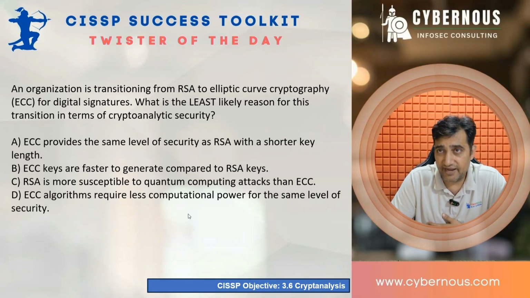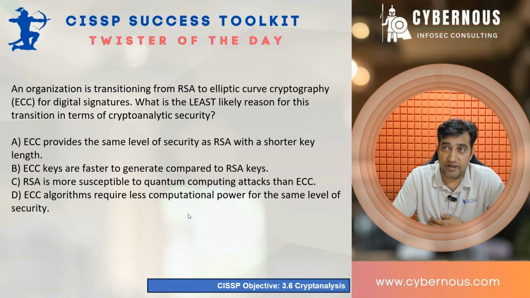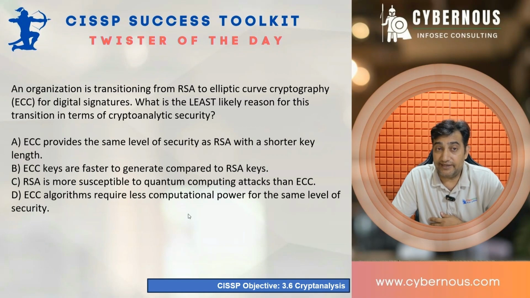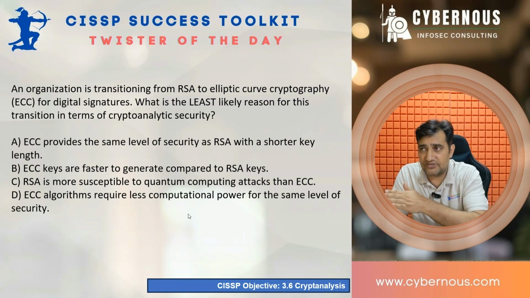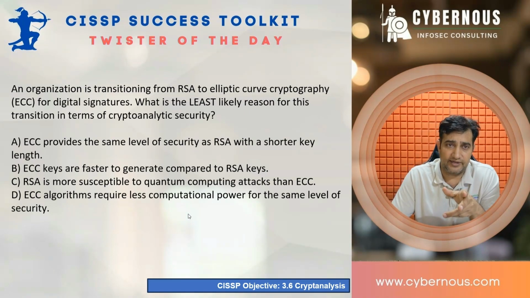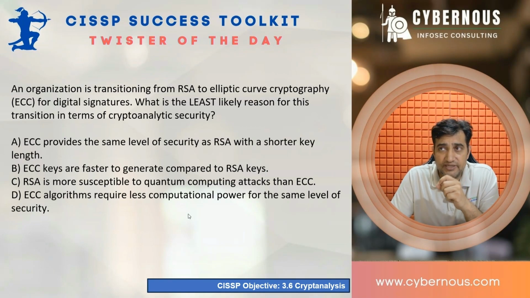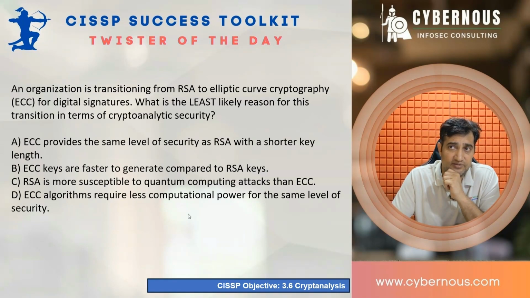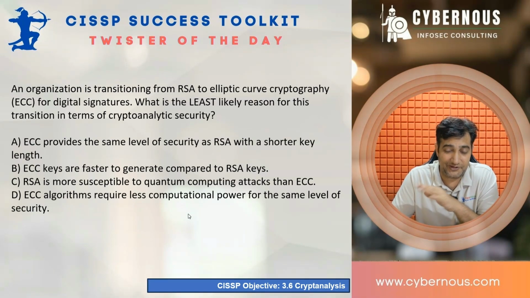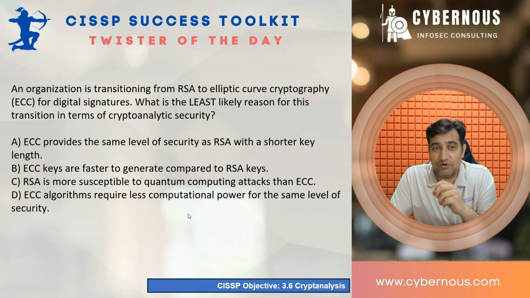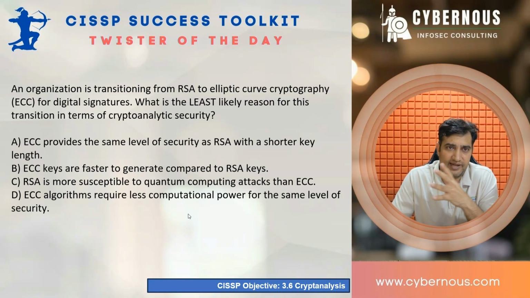So the question says an organization is transitioning from RSA to elliptical curve cryptography for digital signatures, and that's very much a practical reality nowadays. ECC is slowly gaining traction and it is overtaking RSA as of now. What is the least likely reason for this transition in terms of cryptanalytic security? Okay, so we want to understand what is the least likely reason. That means anything which is not related to ECC, right?